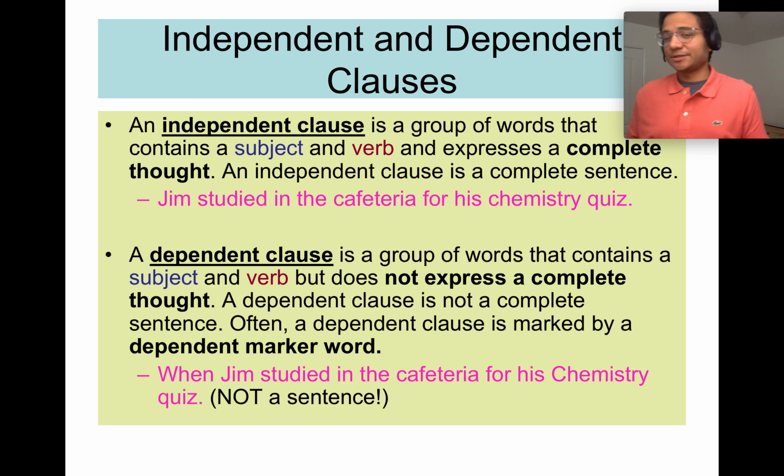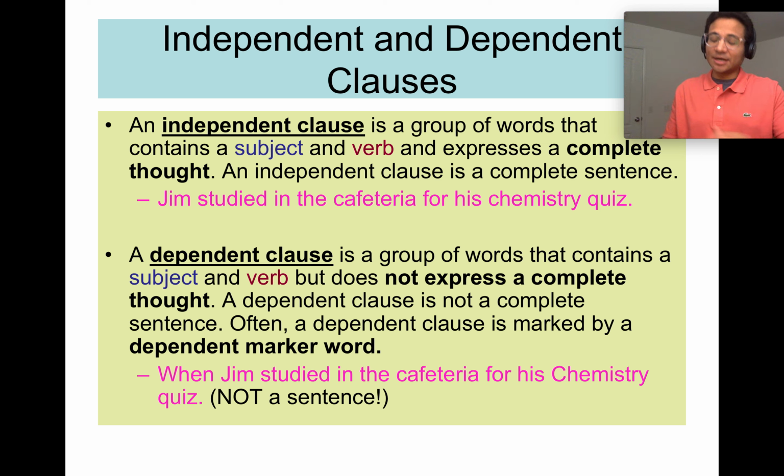Dependent is the opposite. To be dependent is that you cannot stand on your own. You need something else to support you, right? Same thing goes for grammar. A dependent clause cannot stand on its own. It does not express a complete thought. Sometimes it might not even have a verb, or it may not even have a subject, or it might have a subject and a verb, but it does not offer a complete thought.